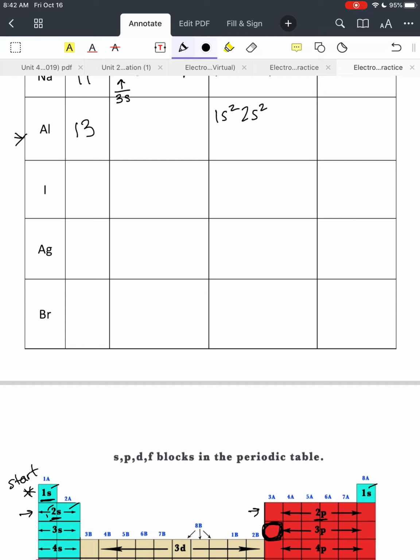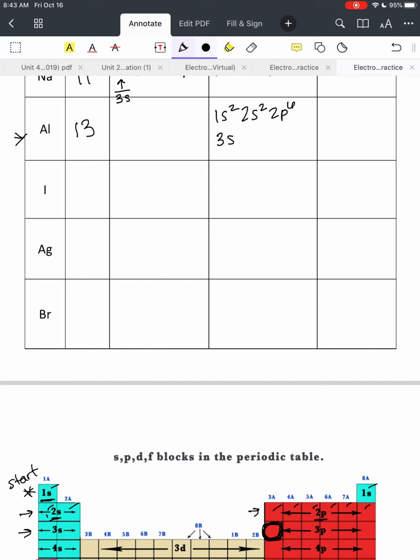Now I'm at 2p, so I'm going to write 2p. How many boxes are labeled 2p? 1, 2, 3, 4, 5, 6, right? Which makes sense because we said that s orbitals can only hold 2 and p can hold 6. So once it gets to 6, it's full. You come back down to the next row, 3s.